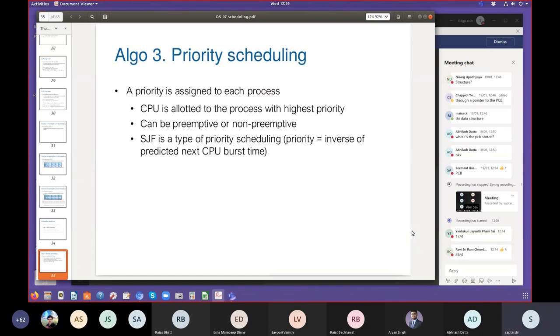In fact, some of you might guess that SJF, what we discussed earlier, is actually a type of priority scheduling, where the priority is defined as the inverse of the predicted next CPU burst time. So if a process has a smaller next CPU burst time, then it has a higher priority, and that is what the scheduler will schedule first. So in SJF, the priority is decided based on the next CPU burst time.